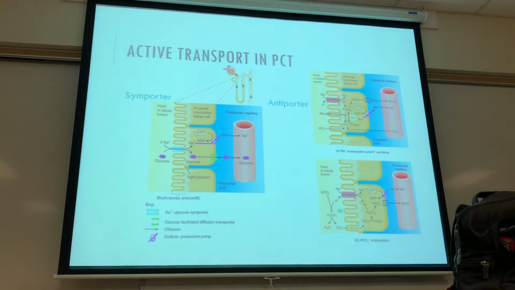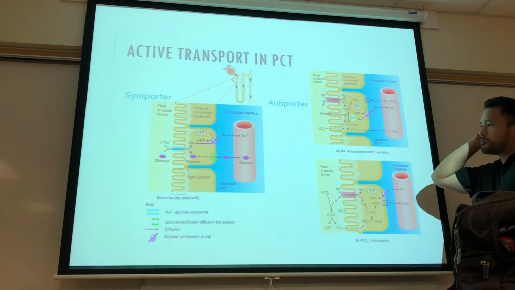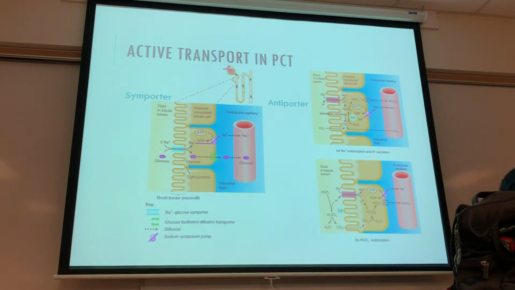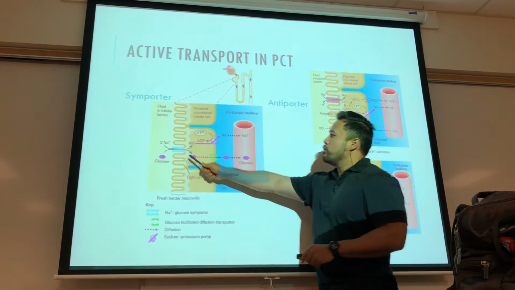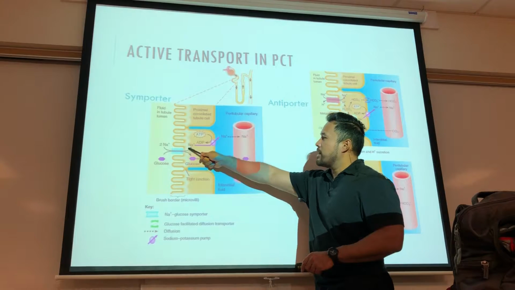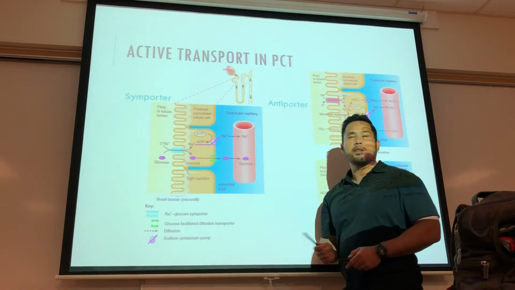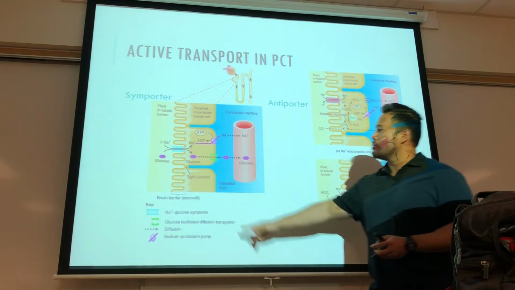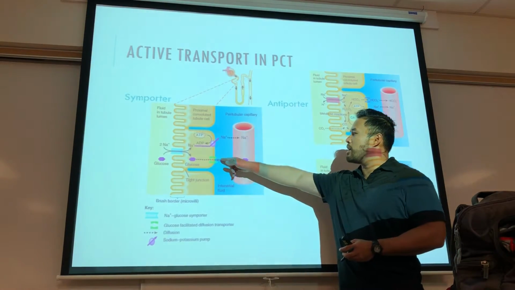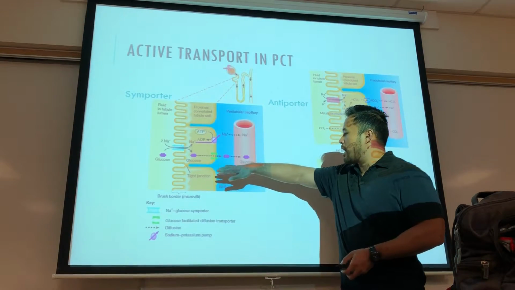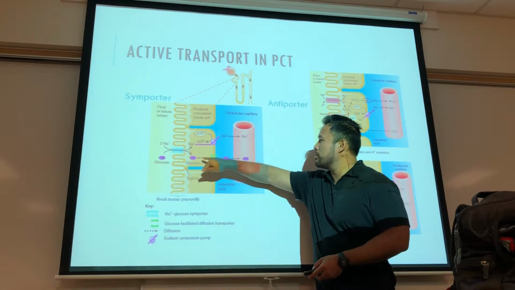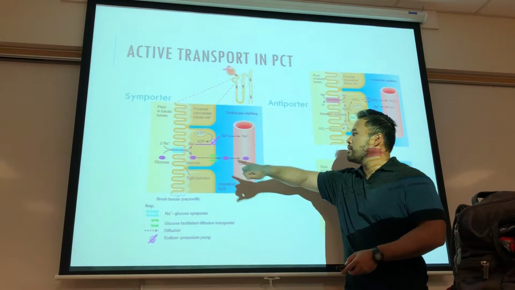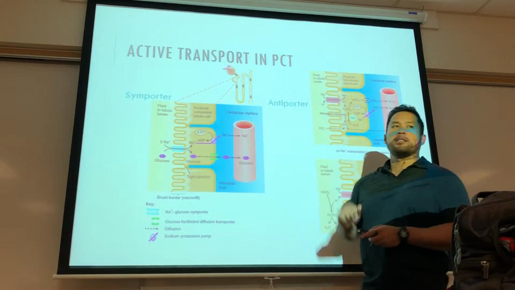So these are the different gates that we're going to have to get things across. And again, all this is taking place in the proximal convoluted tubule. The symporter in this case would require movement of sodium at the same time as the movement of glucose. So this is our way of getting sodium in and glucose in. And glucose will then move down its concentration gradient across this transporter, and it'll go from inside the cell into the interstitial fluid into the capillary.